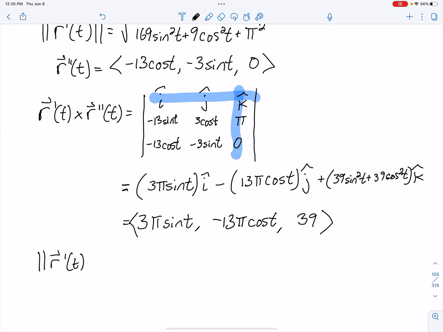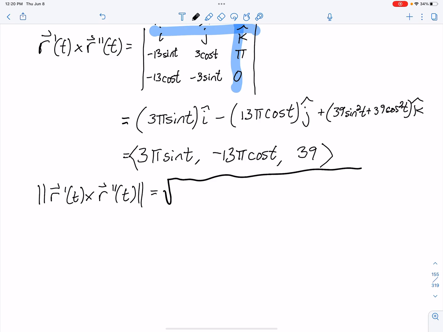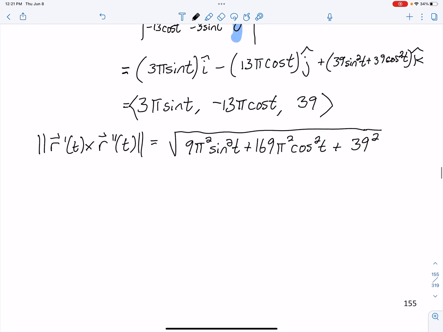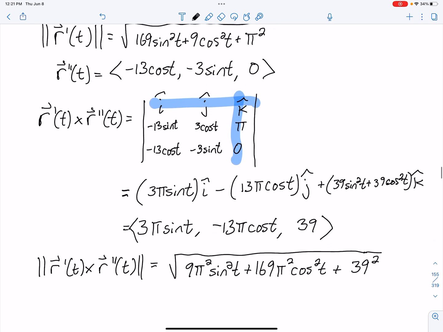Magnitude. Sorry about that. Okay, so if I square that, I got 9 pi squared sine squared t plus 169 pi squared cosine squared t plus, and I'm going to be lazy, I don't have a calculator on me, 39 squared. All right, that won't simplify, so that's okay. Do I have r prime? I did find the magnitude of the other one.